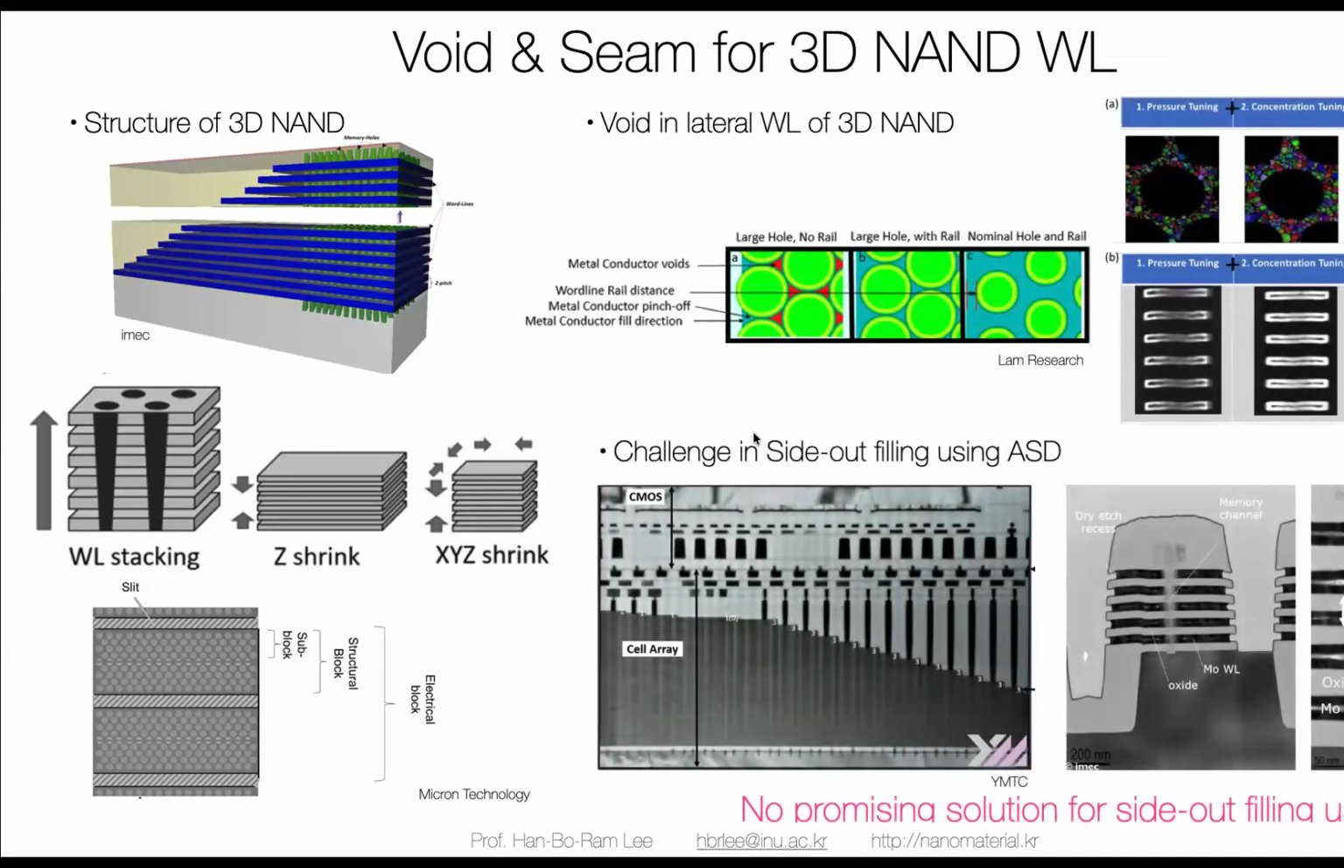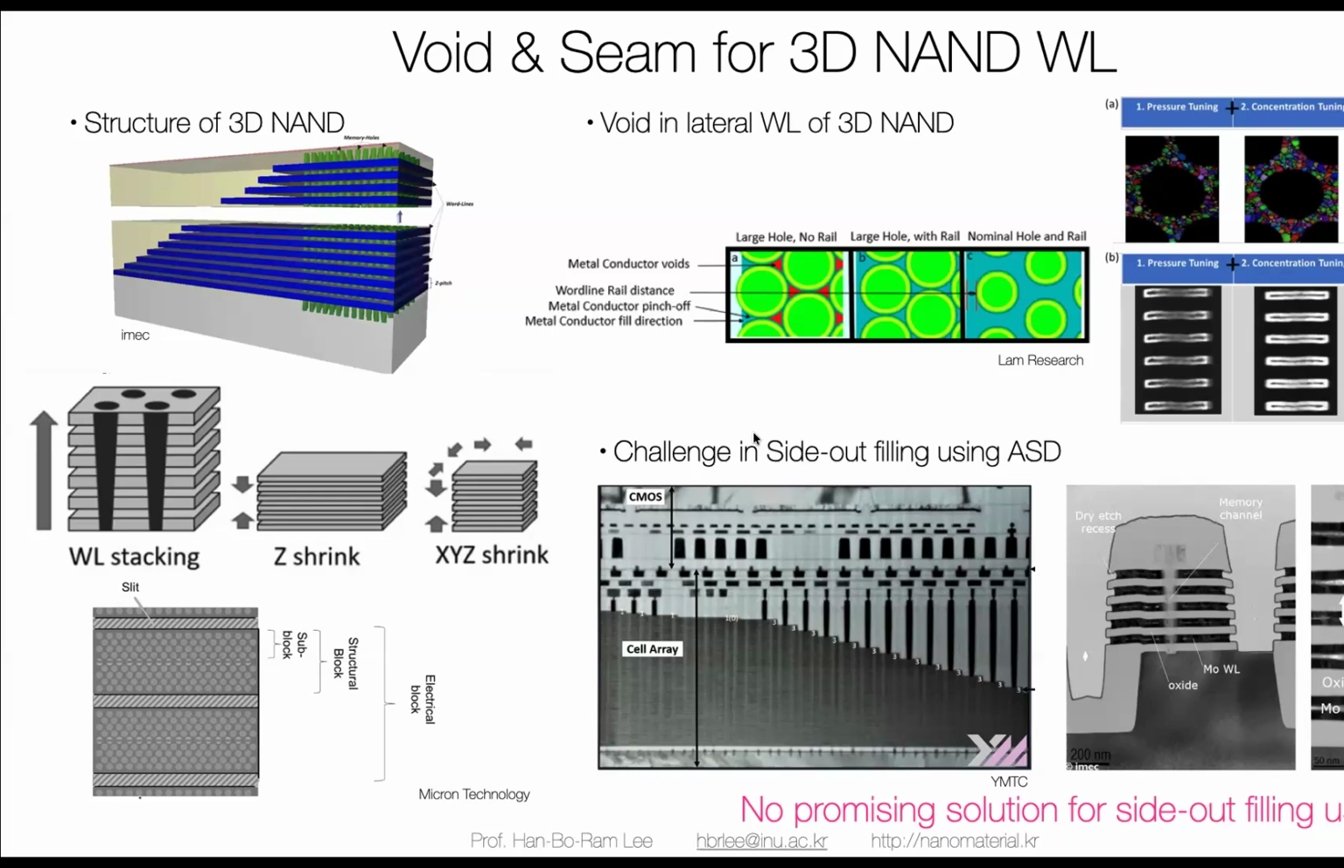But the problem is, this is the cross-sectional image of the tungsten deposition. There are a lot of seam and void formations. You can think about trying to deposit a nano film deep inside a high aspect ratio structure, deep inside in the lateral direction. Because of that, even if you have a perfectly conformal deposition profile using tungsten ALD, it will have this void and seam formation.